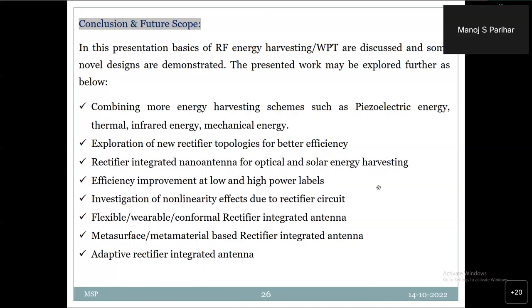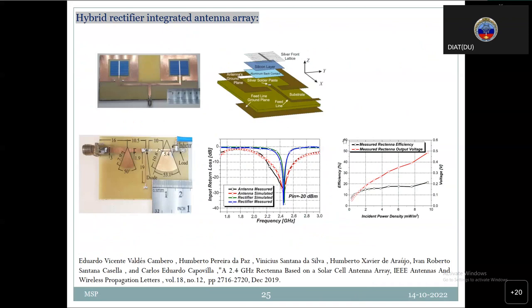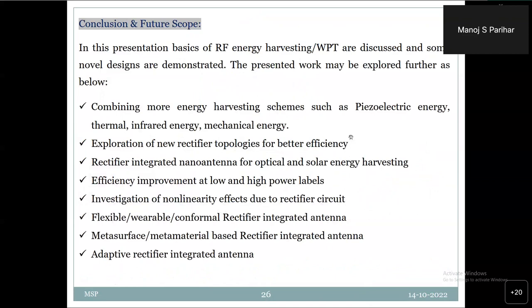So this is about the recent antennas and developments, the recent trends in energy harvesting. Then what can we learn in future to improve the existing circuit, to further enhance the DC harvested energy or converted energy, or to enhance the power conversion efficiency. So this existing work may be explored further as below.